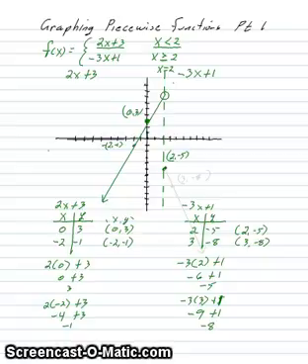And then at 3, when x is 3, y is negative 8. I label that point. Take a straight edge. And there's the line representing negative 3x plus 1. So there you have the piecewise function 2x plus 3 on the interval x less than 2, and negative 3x plus 1 on the interval x greater than or equal to 2.